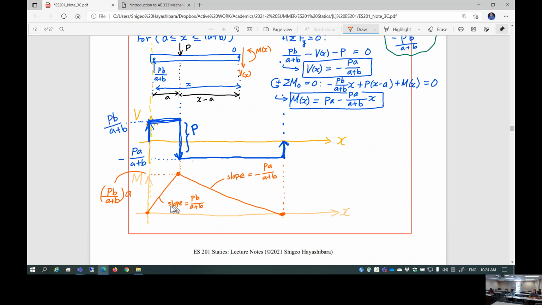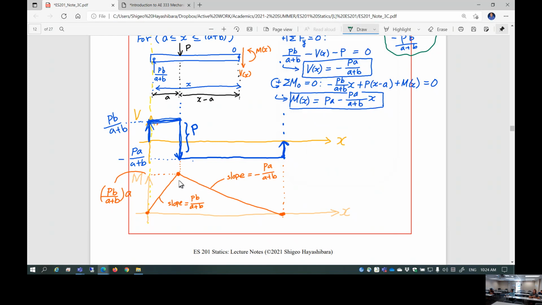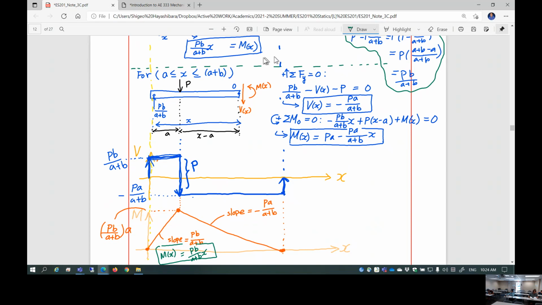So if you want to express this as a mathematical function, obviously you can say this. Moment as a function of x is equal to PB over A plus B times x. This is a mathematical function of moment, in which you found it here, PB over A plus B x. That's the moment as a function of x. That's what this curve is.